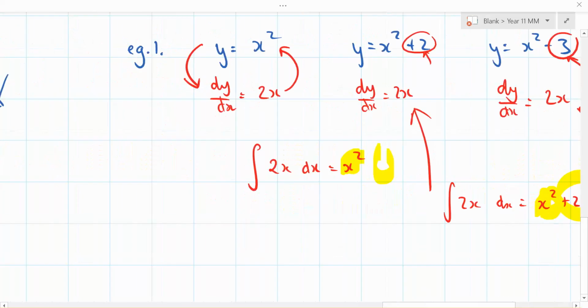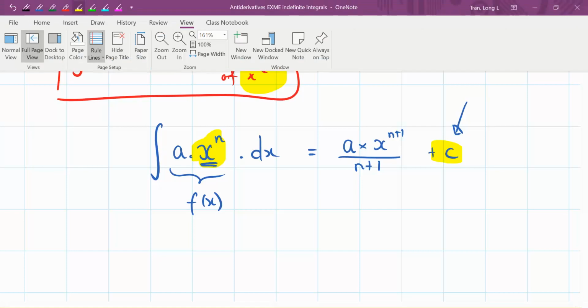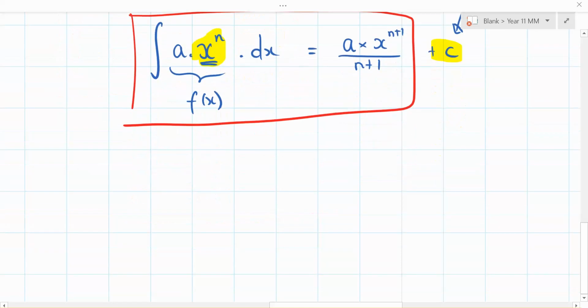Which is why when you find the antiderivative of a power function, you have to make sure you put a plus c, because we don't know which one it is. There is a way to figure out what plus c is, but they have to give you more information. But anyways, let's go back. My aim of this video is to teach you this. That's what we're going to focus on.